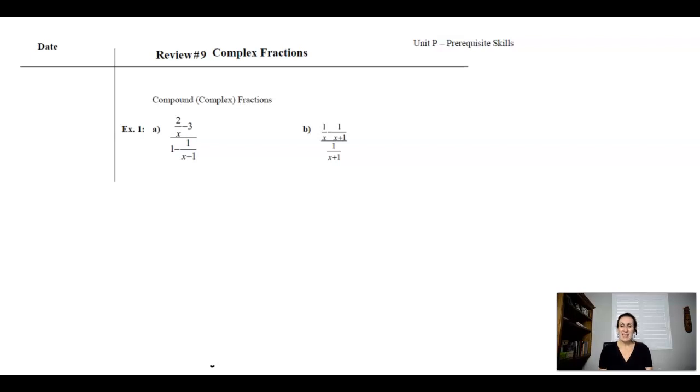So this lesson is complex fractions. This is when we have a fraction within a fraction. In pre-calculus and calculus, we would like you to solve these by multiplying by the LCD. So we're going to start by looking at all of the denominators.